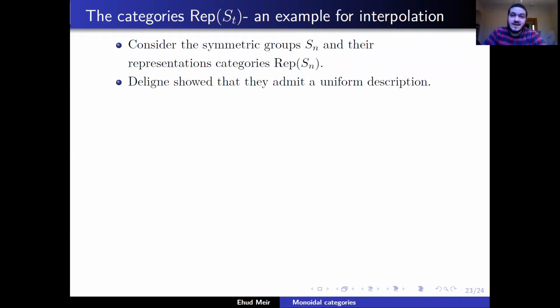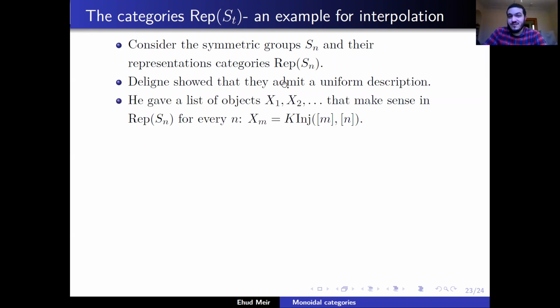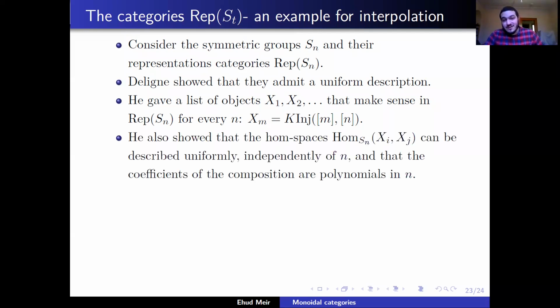So Deligne showed that these categories admit a uniform description. He gave a list of objects that make sense in Rep Sn for every n. In particular, Xm, he described it, it's the linear span of the injective maps from 1..m to 1..n. So if you fix an n, for most m this would be 0. And then he also showed that the Hom spaces can be described uniformly independently of n, and that the coefficients of the compositions are polynomials in n.